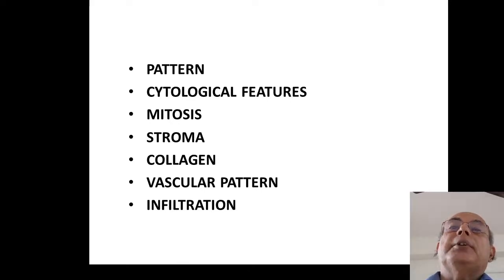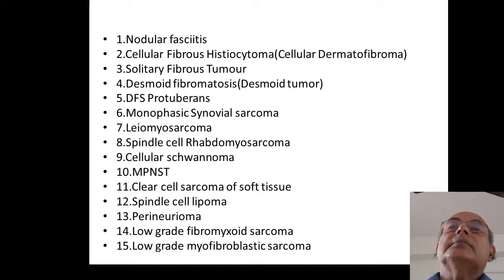Is the tumor mitotically active? Is the stroma collagenous, or are collagen rosettes present or not? Collagen wiry or ropey? Vascularity, chicken wire type or staghorn type, which is also called hemangiopericytoma-like vasculature. Infiltration is present or not?